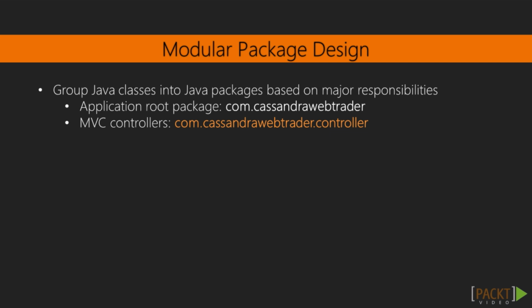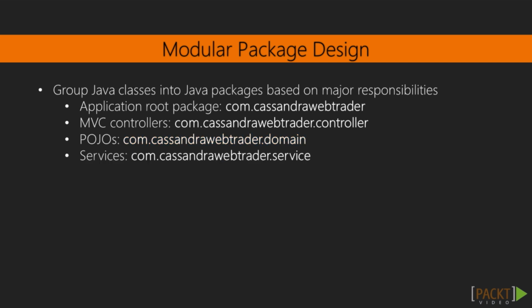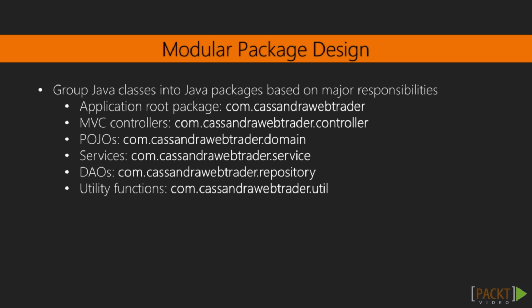For MVC controllers, we'll group all of them together into com.CassandraWebTrader.controller package. Similarly, we'll put all POJO domain classes into com.CassandraWebTrader.domain package. Also, com.CassandraWebTrader.service package will contain all business service classes. And com.CassandraWebTrader.repository package groups all DAO classes. There will be some other miscellaneous classes that are necessary to support the application.